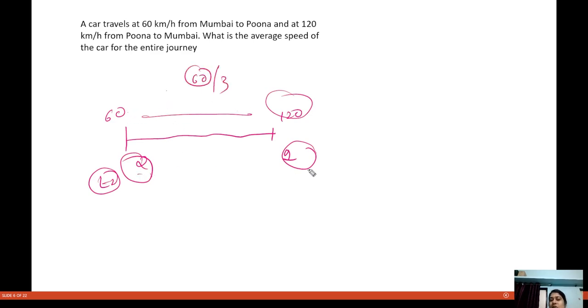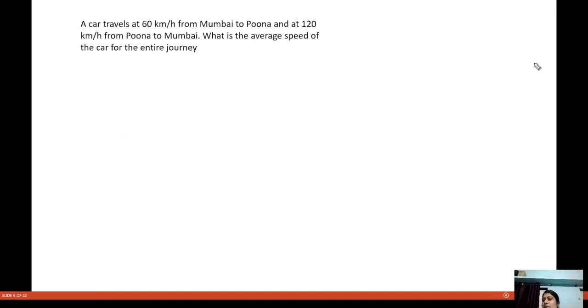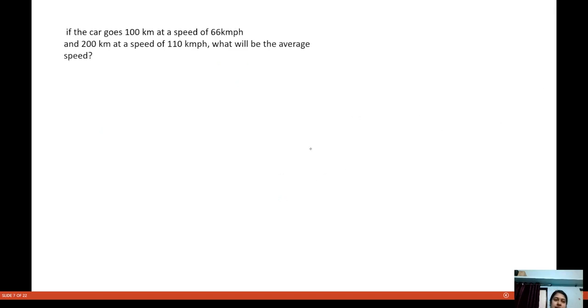When you divide this by 2 plus 1, that is 3, you get 20. But this 60 will correspond to this one. So just add plus 20, right? 80 here. Or you could have subtracted 40 from 120, and you would have got 80 here. Okay, so I hope you understood how to calculate the average speed.